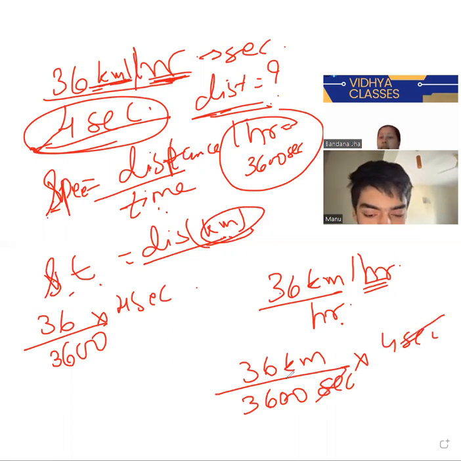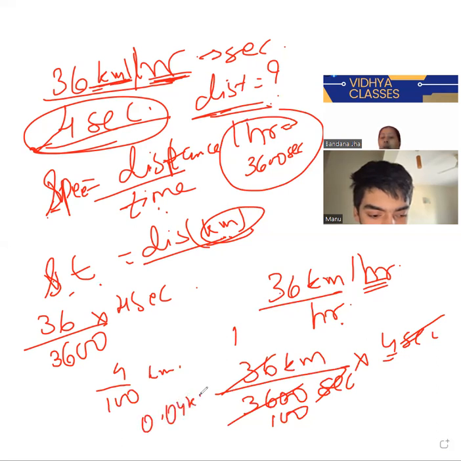Second gets cancelled. Second gets cancelled. 36 ones are, the hundreds are. So this is 4 by 100 kilometer. So this is equal to 0.04 kilometer. Okay. Understood, beta? Yes. Understood. Now any doubts? No doubts.